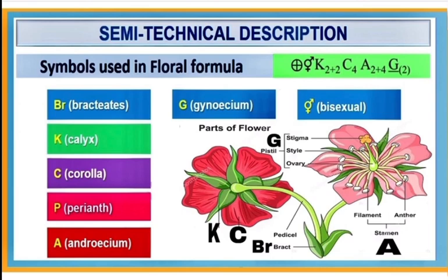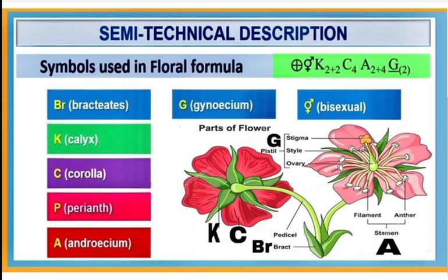Now, let us see the symbols used for writing the floral formula. See the diagram of a flower very carefully. Note the presence of bracts in the flower. If the bracts are present, it means the flower is bracteate. These are reduced leaves found at the base of the pedicel, and for this the abbreviation BR is used.